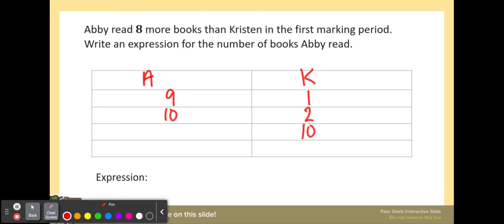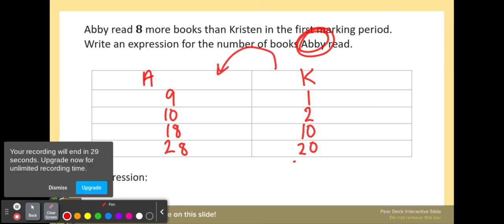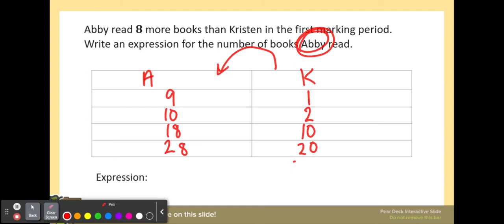If Kristen has 10, 8 more than that would be 18. What if Kristen read 20? 8 more than that would be 28. So if I want an expression for how many Abby reads compared to Kristen, how do I get to Abby from Kristen? From Kristen to Abby, Abby would have Kristen plus 8. That's how I would get to Abby.